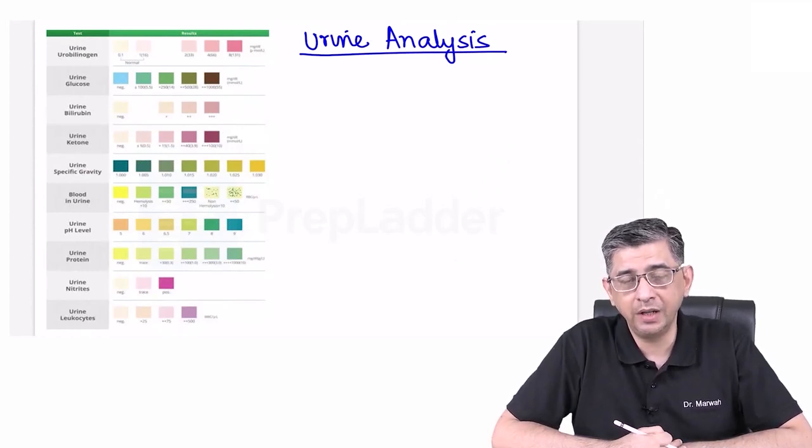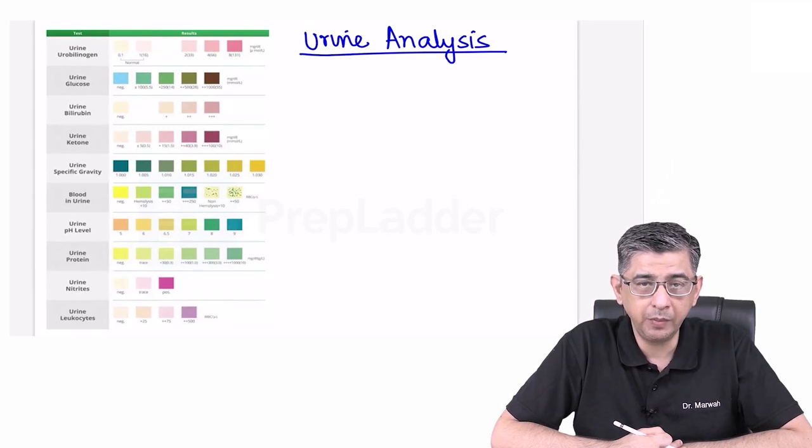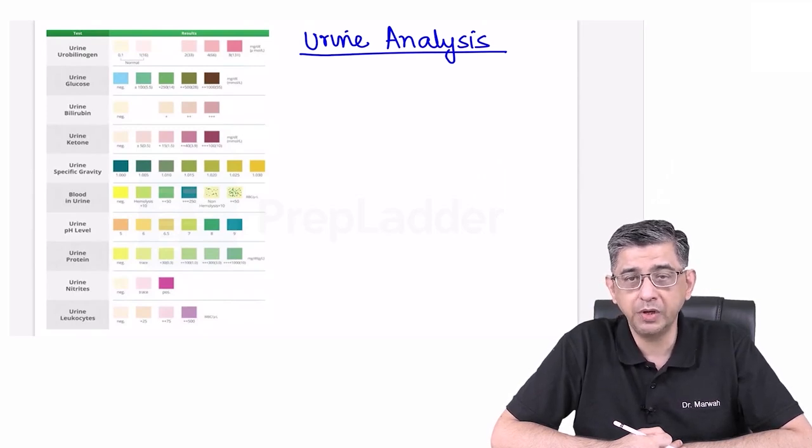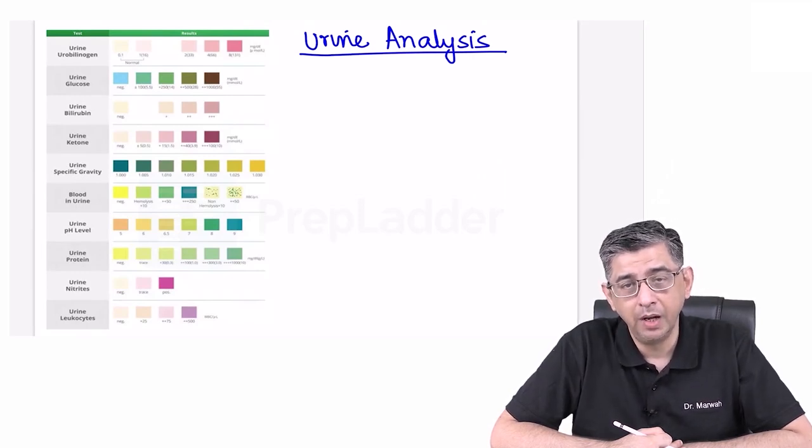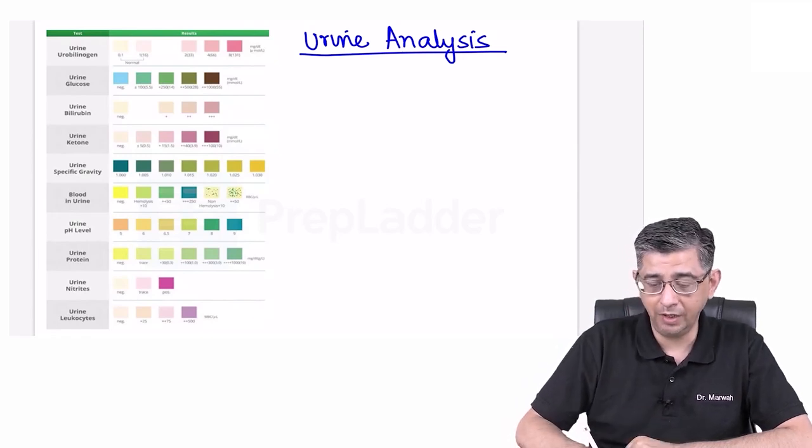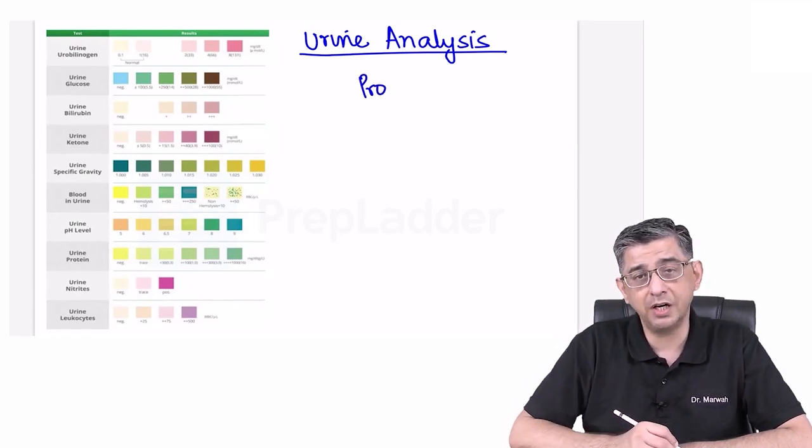We're going to talk about urine analysis, and nowadays things have become simpler because we have dipsticks available by which you can check out the sugar and the protein and the ketones and even the presence of blood in urine. But then most of the time in the exam, they love to ask about proteins. So I'm going to start with this.